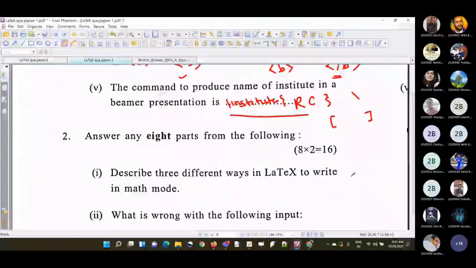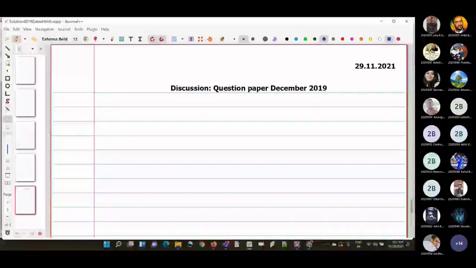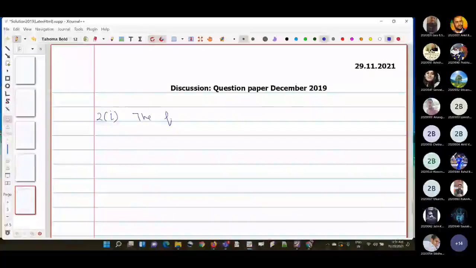The first one: describe 3 different ways in LaTeX how to write in math mode. Okay. So you have to just write this answer. Let me tell you how you are going to write. Suppose here you are attempting question number 2, and this is the first part, and they are asking to describe 3 ways how to write in math mode. Okay, you can write like this.